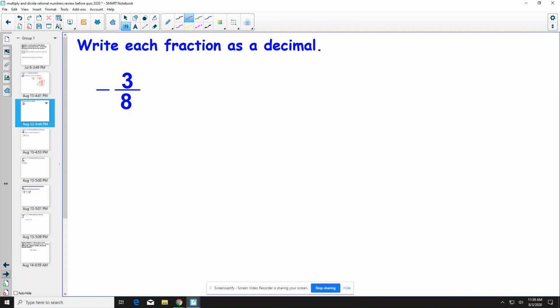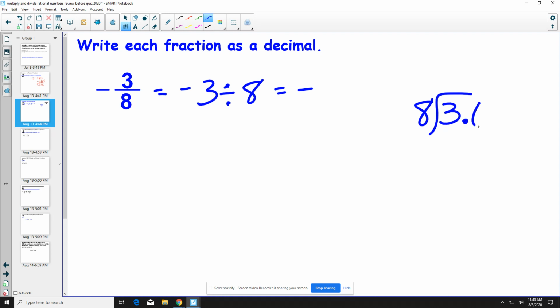Okay, we need to review how to change a fraction to a decimal. This really means -3 divided by 8. So what I'm going to do is take 3 and divide by 8. I've got a negative divided by a positive, so I know my answer is going to be negative. I'm going to put 3 in the box and divide by 8. I'm going to make this 3.0 so I can divide. My decimal point's going to go straight up.